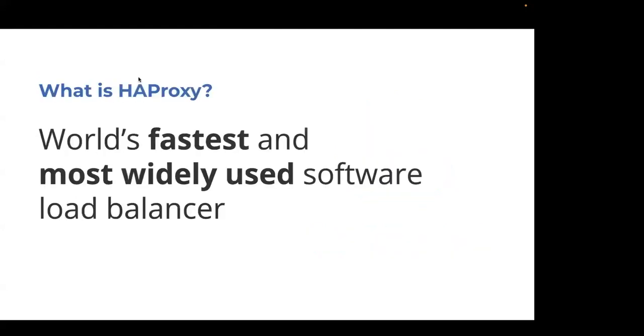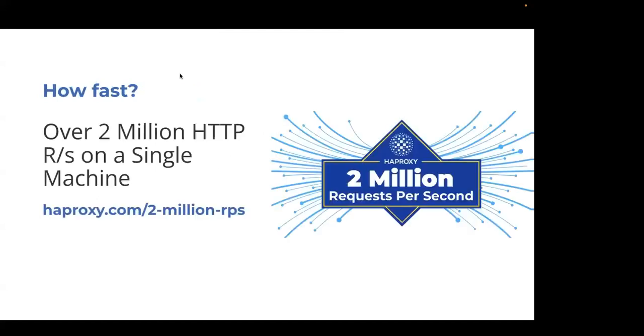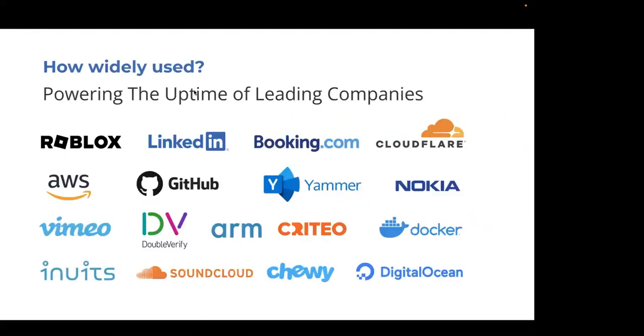Just as an introduction, we often say that HA Proxy is the world's fastest and most widely used software load balancer. And when I make this big statement, I want to also qualify it. How fast? Well, we've done benchmarks with over 2 million HTTP requests, and this is actually TLS requests on a single machine in AWS on Graviton. So that's how fast HA Proxy can be. It's very often used where it needs to be fast and have very low latency. And how widely used? We're powering the uptime of many leading companies that you might recognize here. And maybe we can talk about some use cases later that companies use, whether that's in Kubernetes or not.